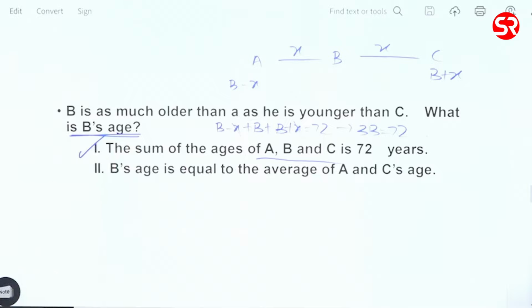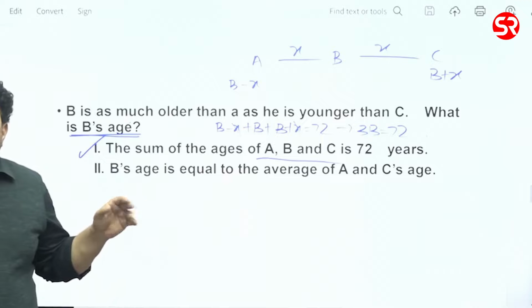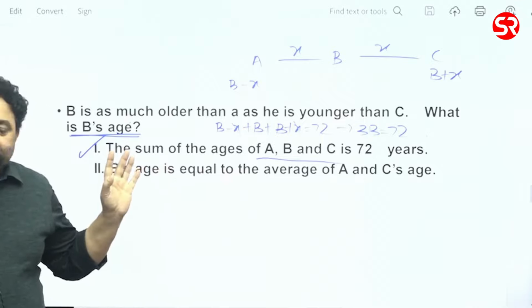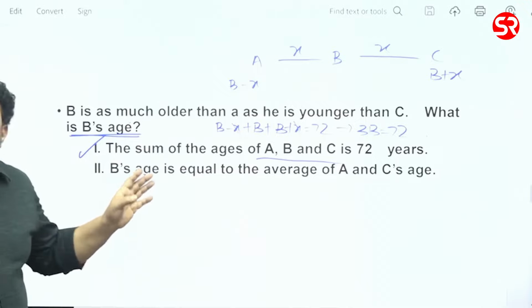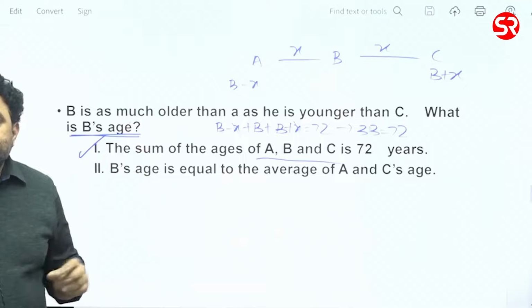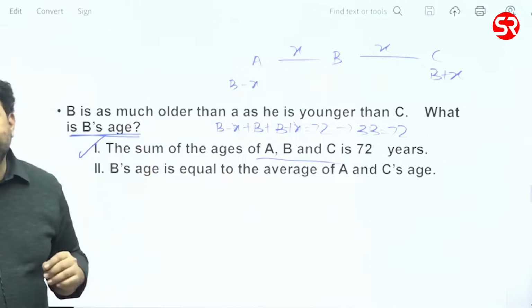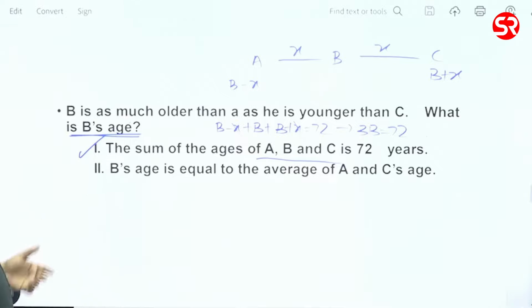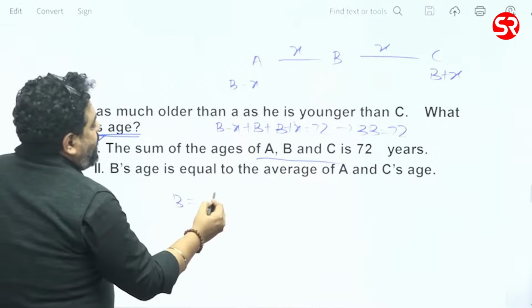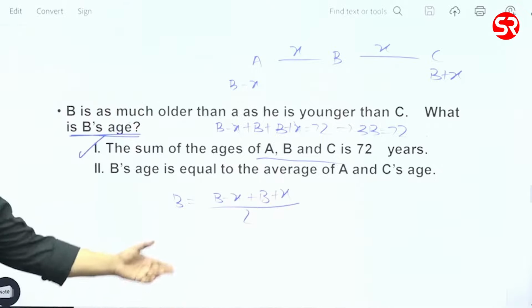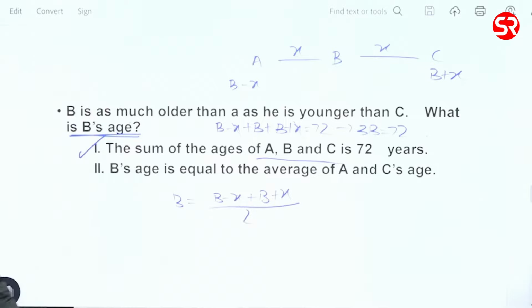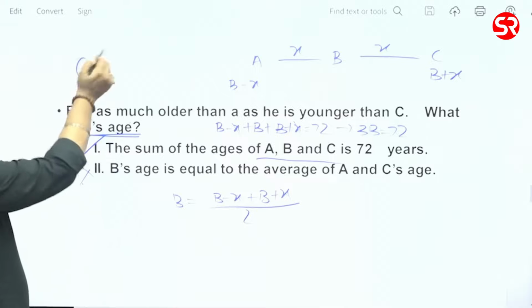Second is the age of B is equal to the average age of A and C. See, when you see the second, you forget the first. He says B's age is equal to the average of A and C, but the question is what is B's age? The second statement is not giving B's age. What is B's age from the second statement? B's age is equal to B minus X plus B plus X upon 2. Agreed. What value is coming? B is equal to B. No value. The second is not giving you an answer. The answer is 1.